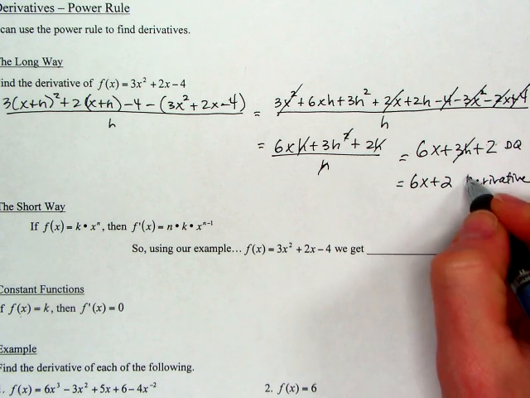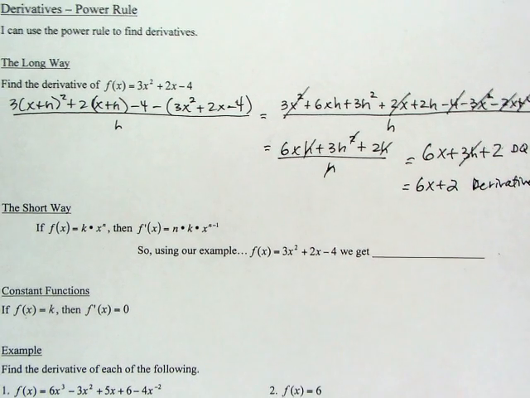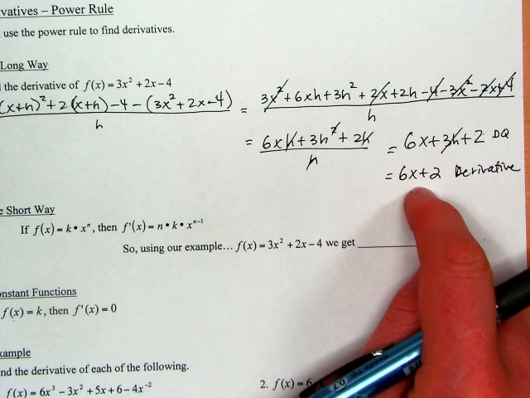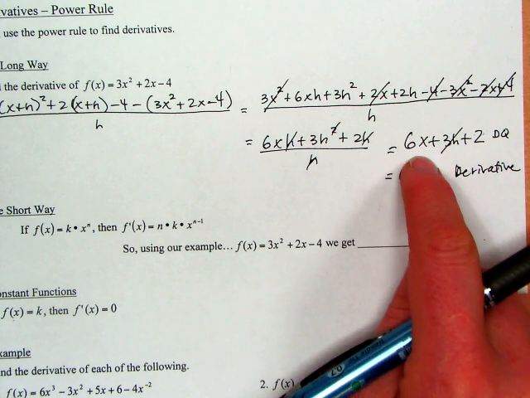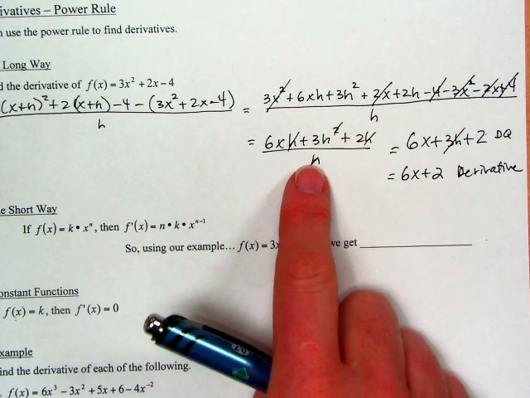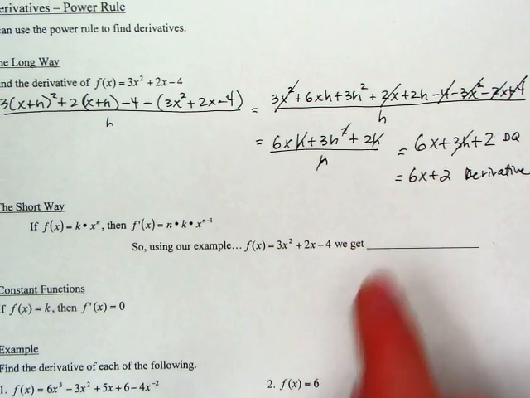When we start doing the shortcuts, it only finds you the derivative. If I were to ask you on the test to find the slope of a secant line, you would need to do all of this all over again. There's no shortcut for the difference quotient. There's only a shortcut for the derivative. So here's the short way.